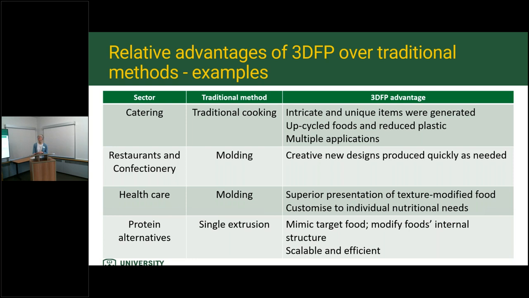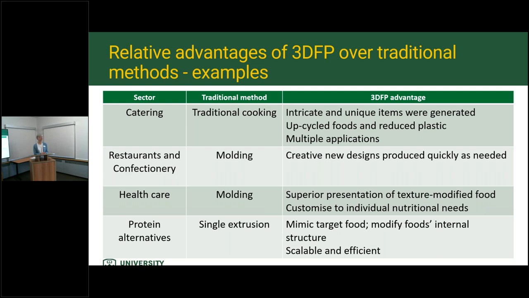So with respect to catering, just a couple of examples here for the industries. In terms of relative advantages, if you think of catering and doing traditional cooking, advantages were that you could make really unique and intricate items, you know, more intricate and more unique than what could be made with a pastry bag or any other kind of machines. You could also upcycle foods, so use products that might normally go to soup or other things like that, and there was reduced plastic consumption, and found that there were multiple applications, so multiple foods could be printed.